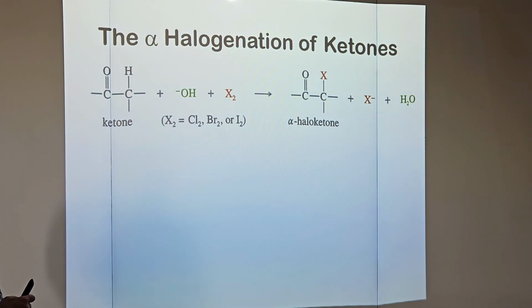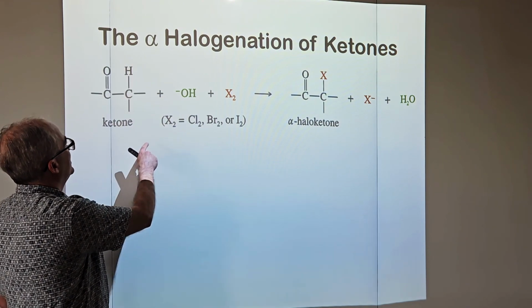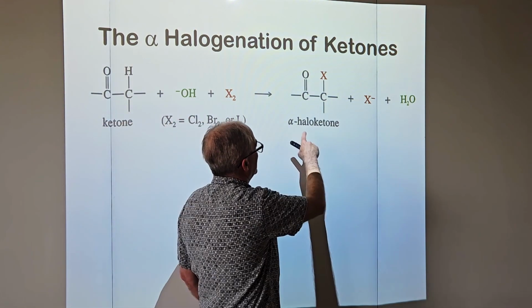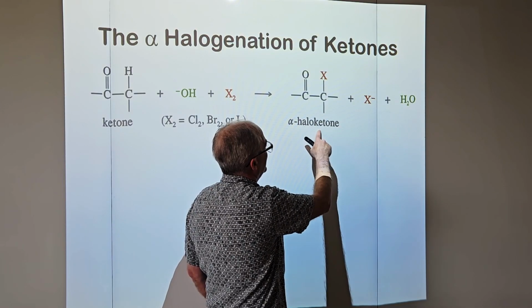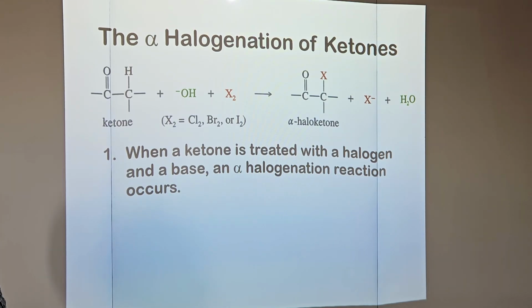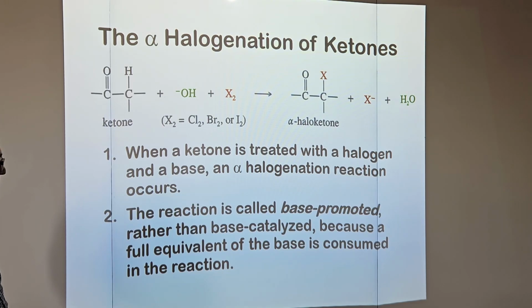Alpha halogenation of ketones. So here's a ketone. Here's that acidic proton, some base, a halogen, and now we have an alpha haloketone. When the ketone is treated with a halogen and base, an alpha halogenation reaction occurs. The reaction is called base promoted rather than base catalyzed because a full equivalent of the base is consumed in the reaction.